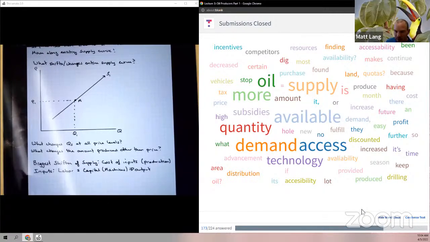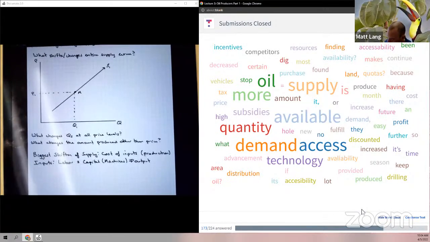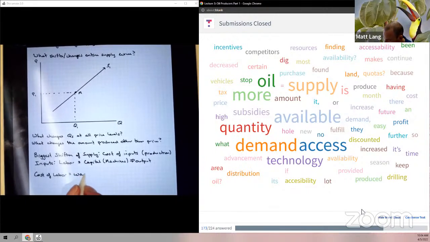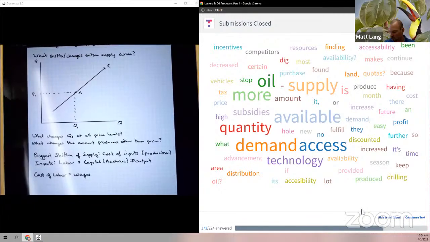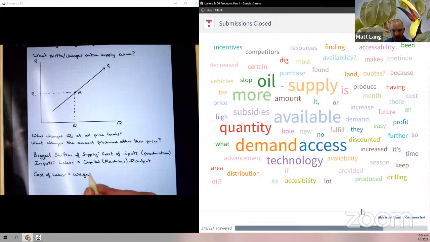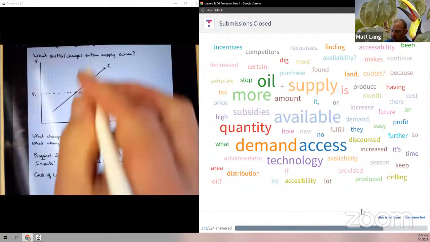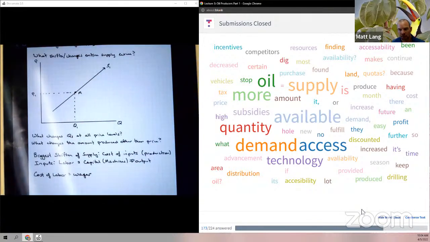So when we think about the cost of each of these inputs, the cost of labor, how do we define the cost of labor? We're just going to simply say this is wages. So the wages of workers will be the cost of labor. So what's going on with the wages of workers?